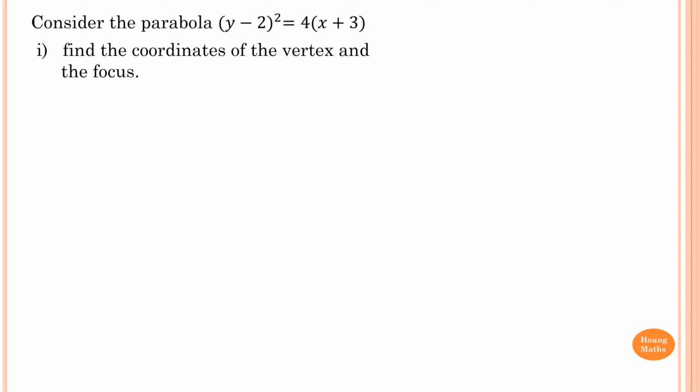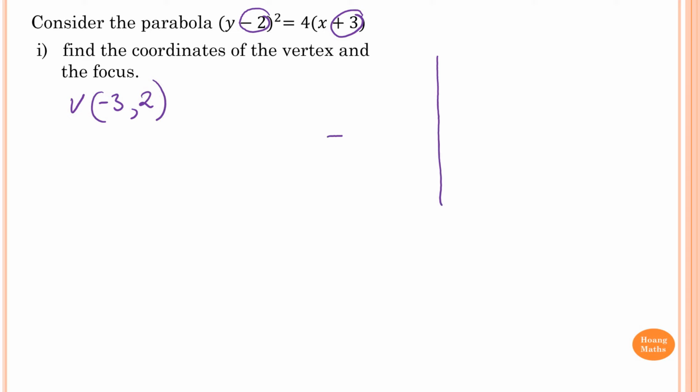Now, this equation here is slightly different, but the process is exactly the same. First of all, we know that the vertex has been shifted. The vertex is x equals -3 and y is 2. So the vertex, the turning point if you like, is (-3, 2). That is the vertex.